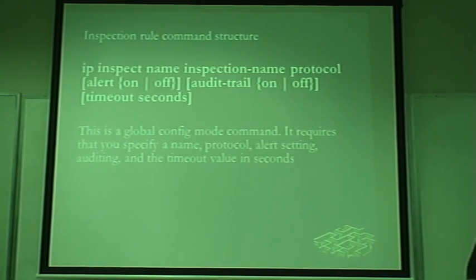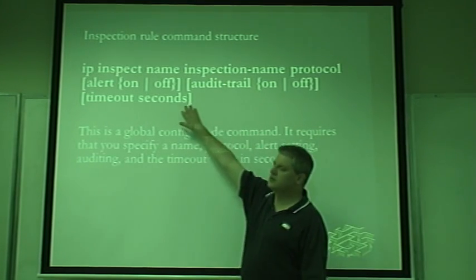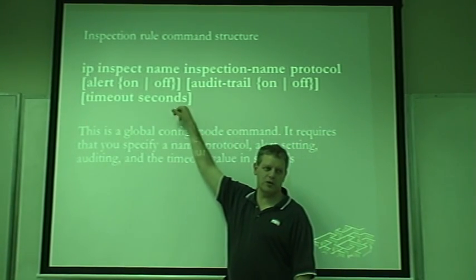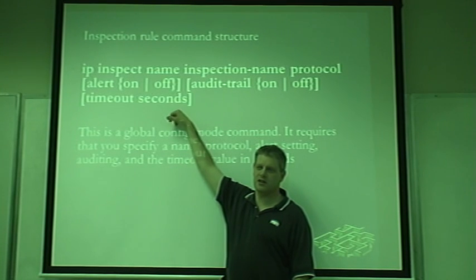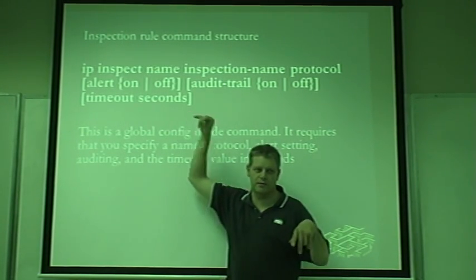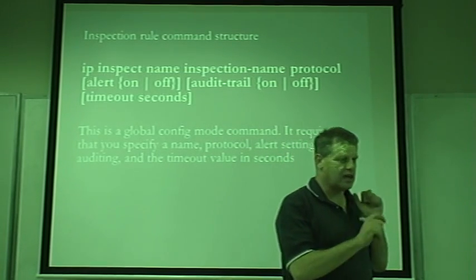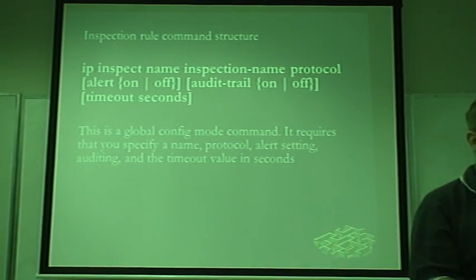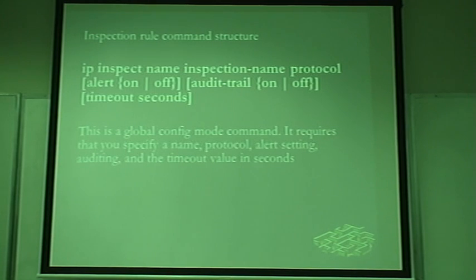That's kind of what I was getting to. Now, the inspection rule command is: ip inspect name, inspection name, protocol, alert on or off, audit trail on or off, and timeouts. I'm not going to go into the timeout piece. Keep that default. You're going to see a couple of slides here in a minute that are very, very important. Mark them, check them, write in your notes, hey, keep this around. I'm going to see this later, as you will.